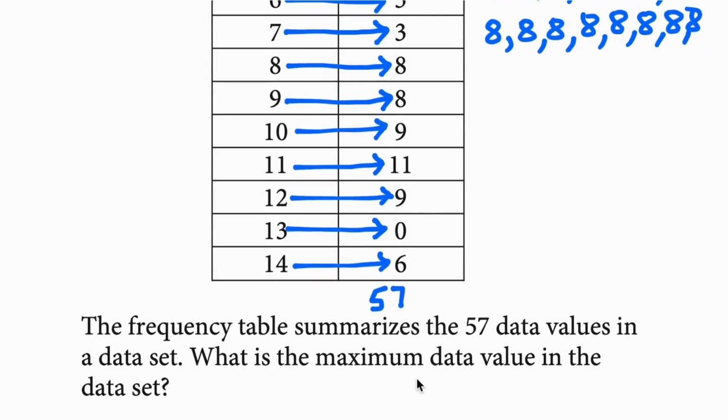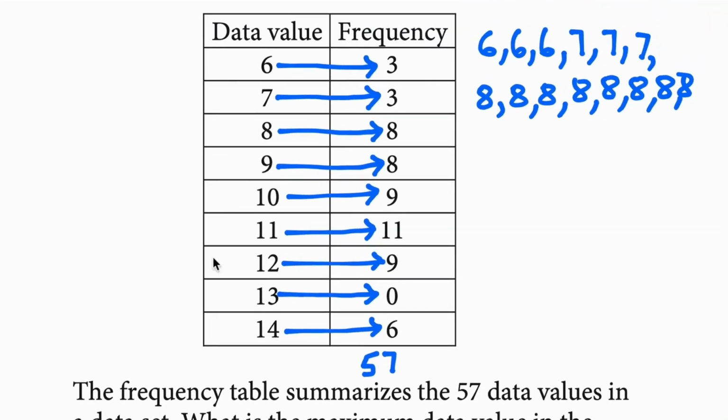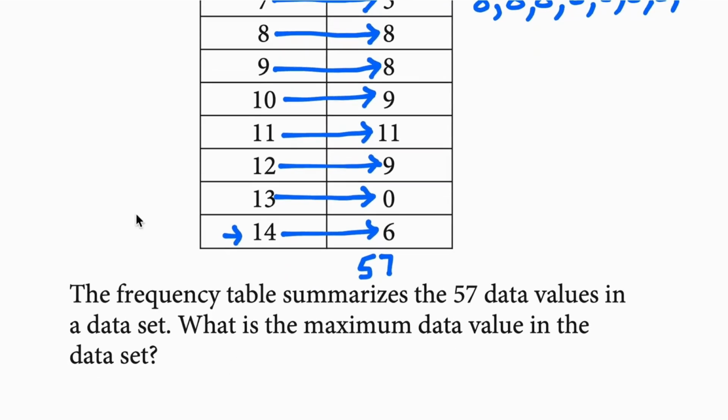What is the maximum data value in the data set? Now we have to find the maximum data value. What is the data value? This one. What is the maximum number here? 14. So 14 is the maximum data value in the data set. Okay, we have solved the question.